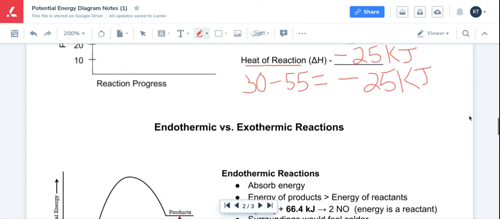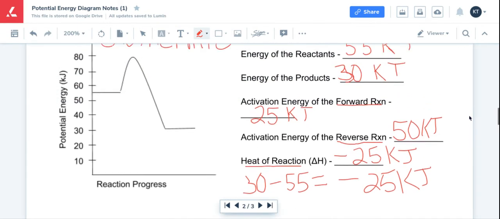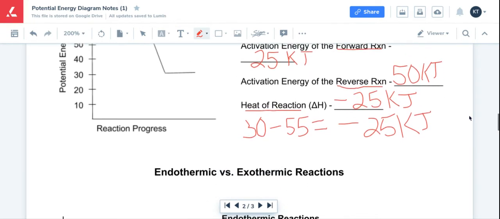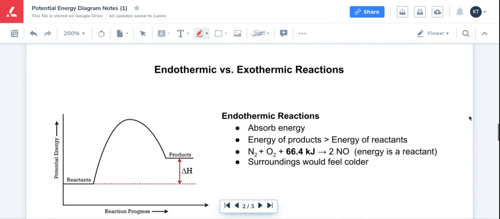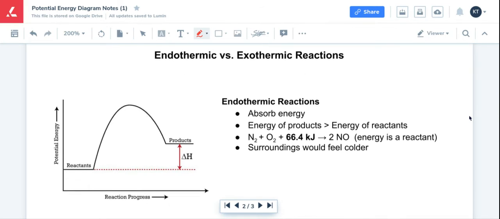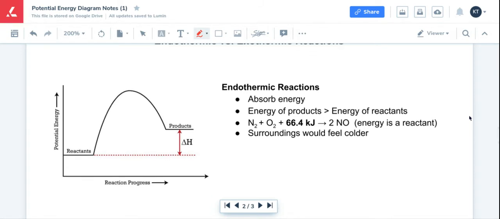And so you should be able to identify a potential energy diagram as endo or exothermic, but you should also be able to write a reaction to indicate whether a reaction is endo or exothermic. So here we have a potential energy diagram of an endothermic reaction, and we can tell it's endothermic because the products have more energy than the reactants.